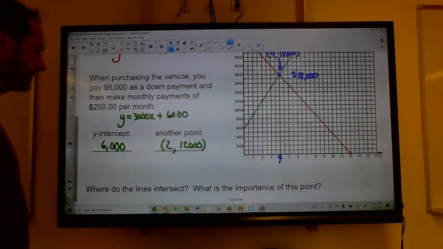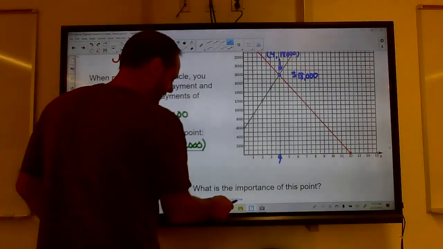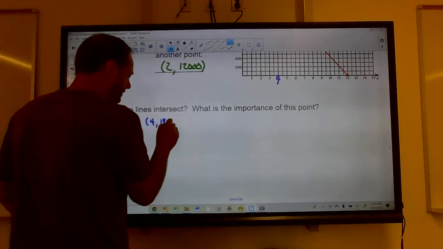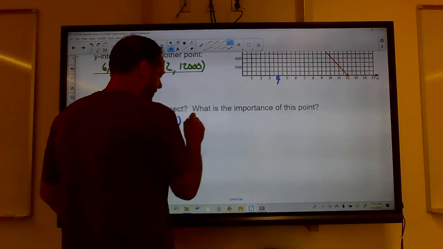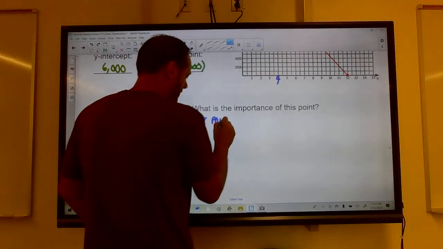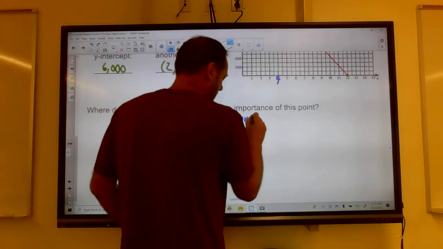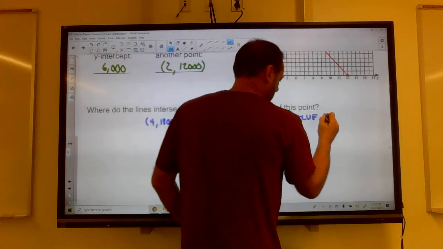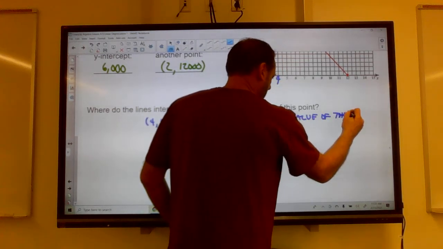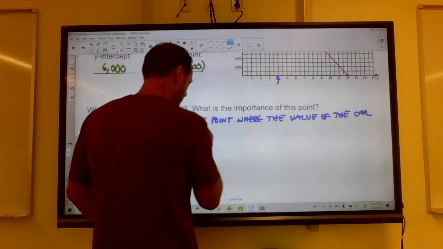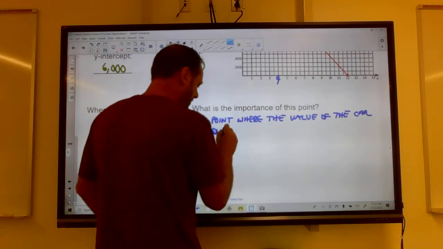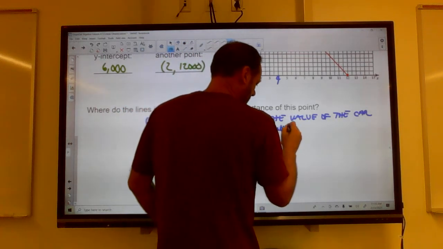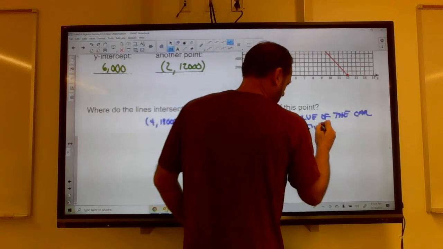So where do the lines intersect? What is the importance of the point? The lines intersect at the point (4, 18,000), and that is the point where the value of the car is equal to the amount I paid.